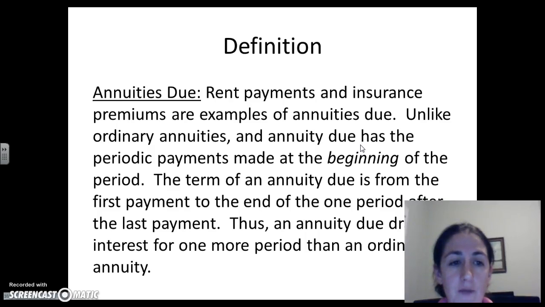Okay, here's one more definition for this section. This is called annuities due. Rent payments and insurance premiums are examples of annuities due. Unlike ordinary annuities, the annuity due has a periodic payment made at the beginning of the period. So the term of an annuity due is from the first payment to the end of the one period after the last payment. So what does this mean? This means that an annuity due draws one more interest payment. It's going to draw interest from one more period than an ordinary annuity. So the key word here to know it's an annuity due and not an ordinary annuity is the word beginning.